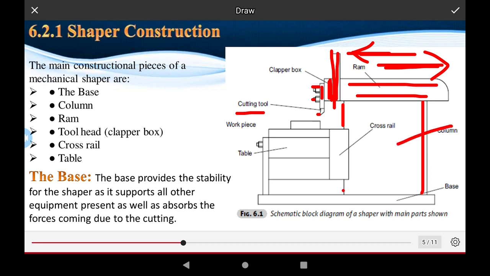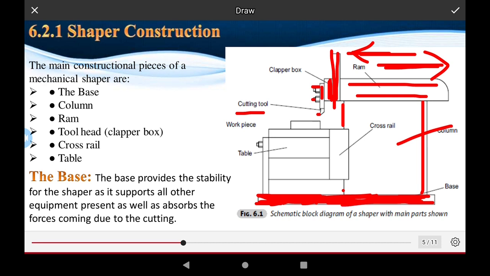This is the vertical column of this machine, and this is the base and bed of the machine. The bed is a very important part of the machine. The bed is very strong, made of cast iron, gray cast iron. It is a very strong material with high hardness and stiffness for this machine, and the carbon content of this material is 3 to 4%.